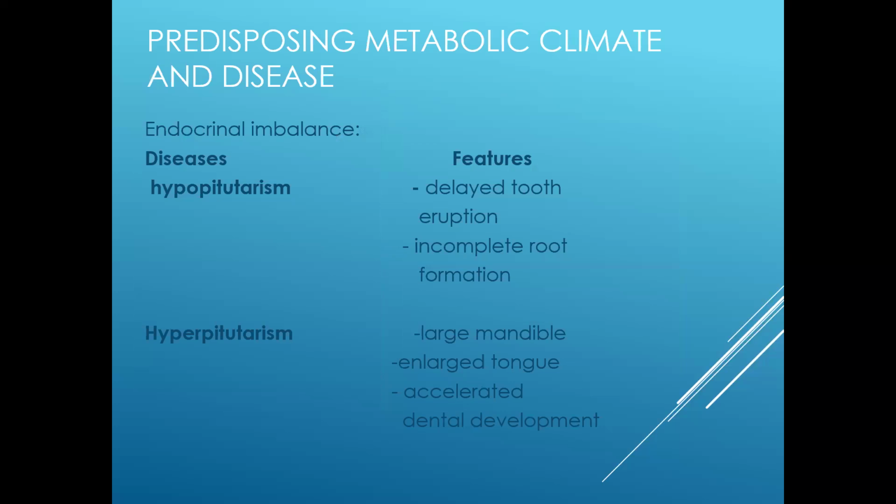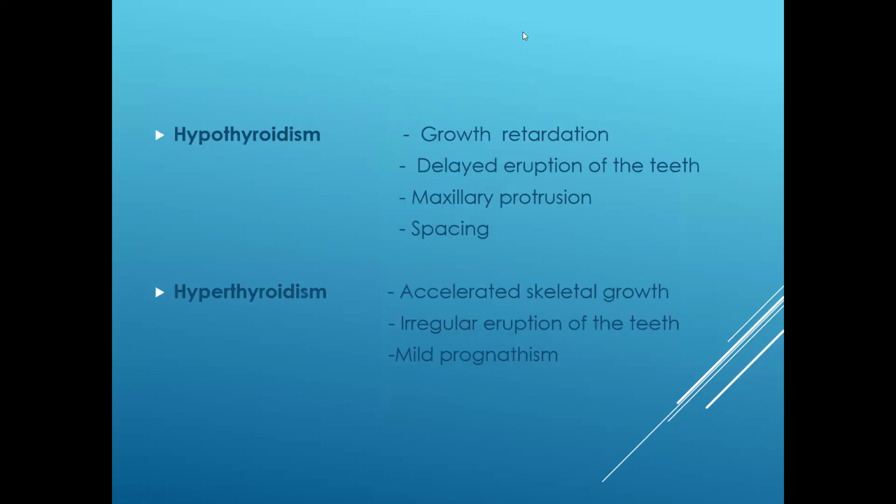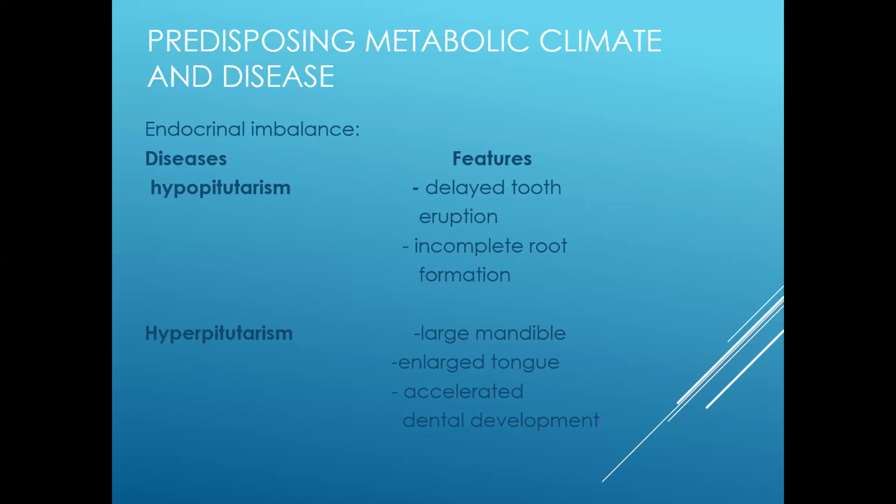Another factor in the general category is predisposing metabolic, climatic, and diseases. Metabolic conditions such as endocrine imbalance, that is hypothyroid, hypopituitarism, and again. Okay. Then we'll discuss the predisposing metabolic, climatic, and diseases, which often cause malocclusion.